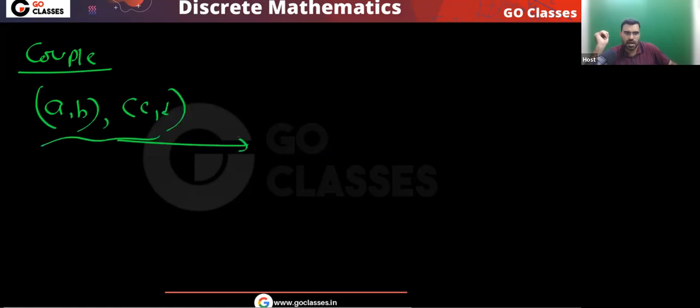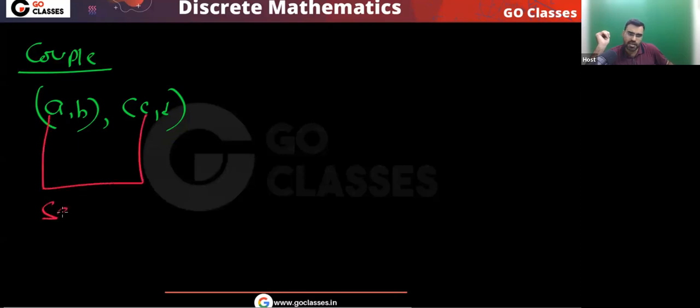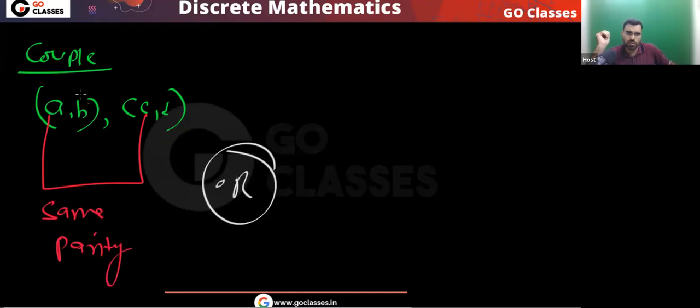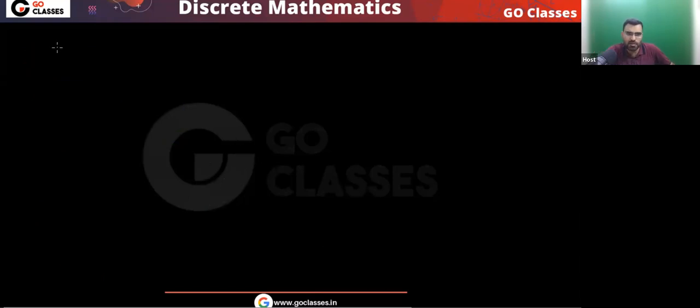So remember now my couple definition. What is the couple definition now? Couple means either A comma C have the same parity, or B comma D have the same parity. So now this is the couple definition. Either this happens or this happens. Now the answer will be what?